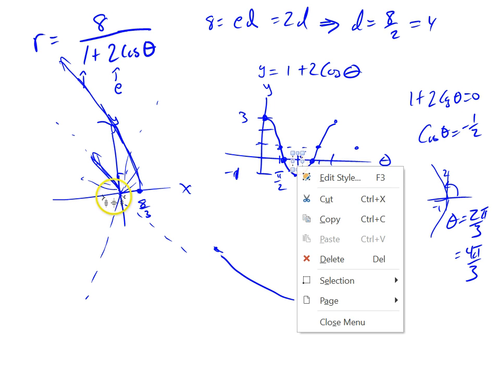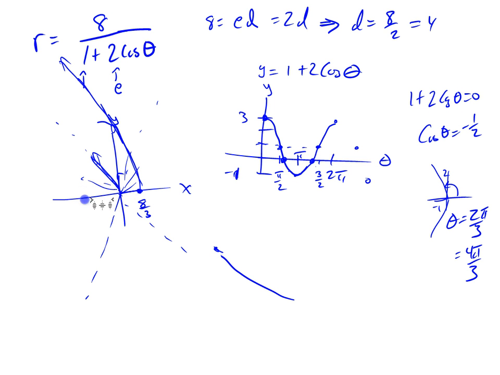At pi, by the time you're looking in that direction, this is down at -1. So I'm looking this way, but it's at -1. That's the denominator. 8 divided by -1 is -8. So I'm looking this way, but I'm way back here at -8 somewhere. So it's going up like this.